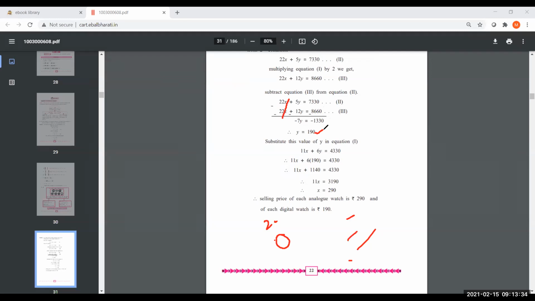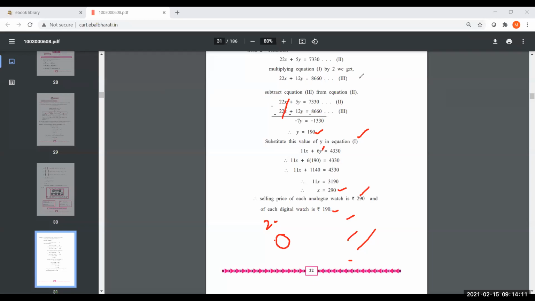Now once you get one value, substitute it in any one of the equations to find the other one. So here we substituted in equation number 1. After substituting the value of y in equation 1 and solving, we got x equal to 290. Clear? So now we have got x and y both. So the selling price of each analog watch is 290 rupees and each digital watch is 190 rupees. Again remember, since it was a word problem, we rewrite the answer in words only. This is the most important thing.